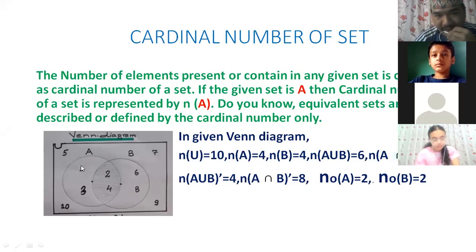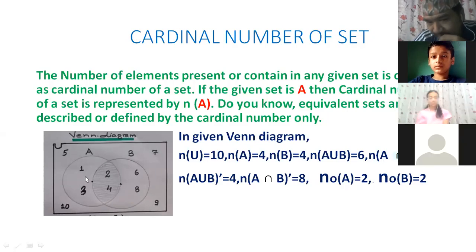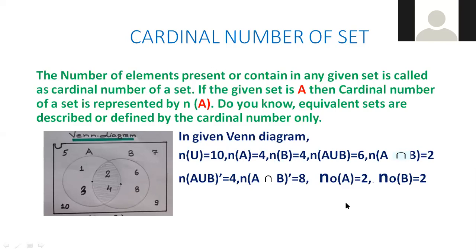And altogether, A and B combined: A union B, how many elements are there altogether? Sir, 6. Yes, 1, 2, 3, 4, 6, 8, right? Altogether there are 6 elements. That's why n(A union B) is 6. Cardinal number of A union B is 6.